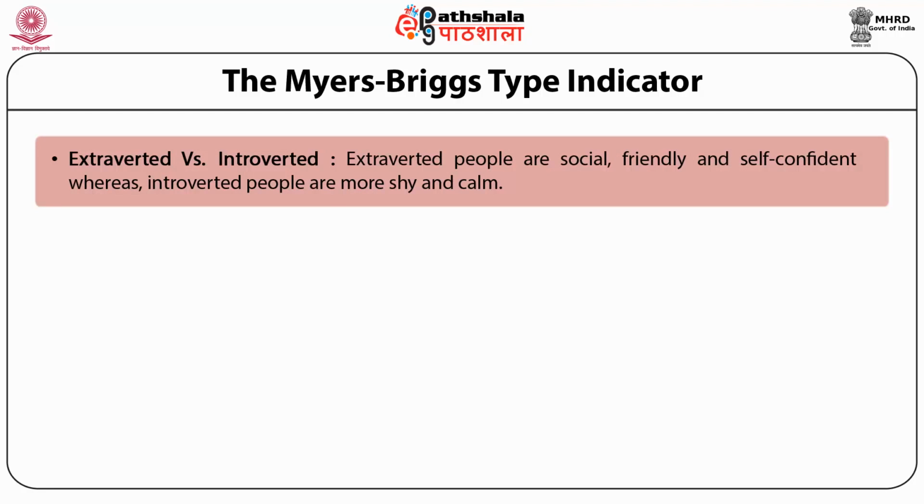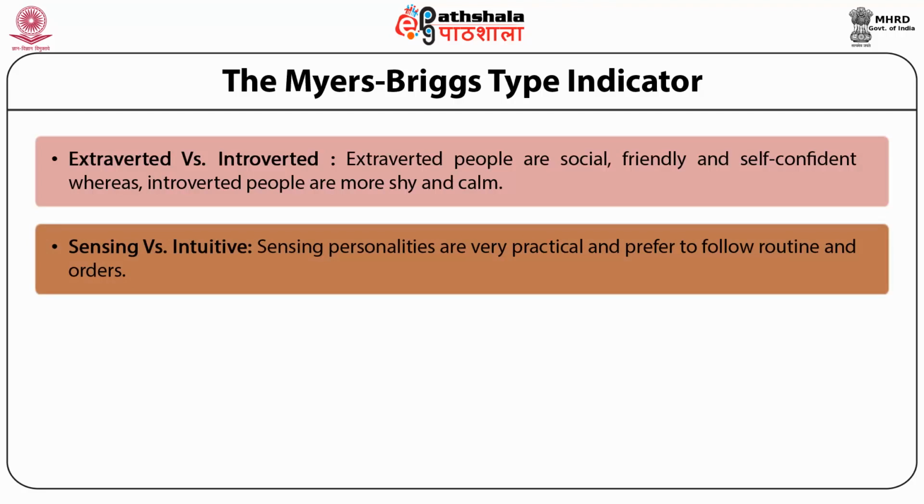These terms can be further explained as extroverted versus introverted personality. Extroverted people are those people who are social, friendly, and self-confident, whereas introverted people are more shy and calm. Second category of personality is sensing versus intuitive. Sensing personalities are very practical and prefer to follow routines and orders. On the other hand, intuitive people are not very practical and usually rely on unconscious processes.